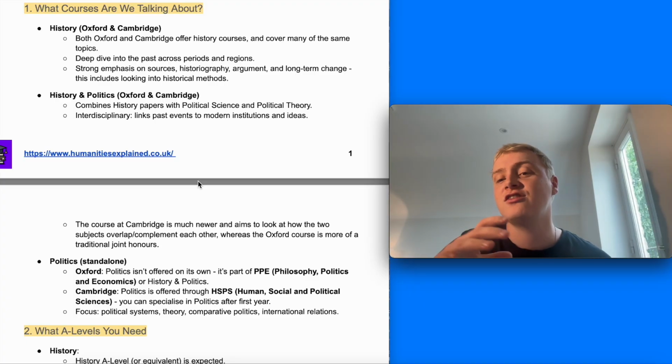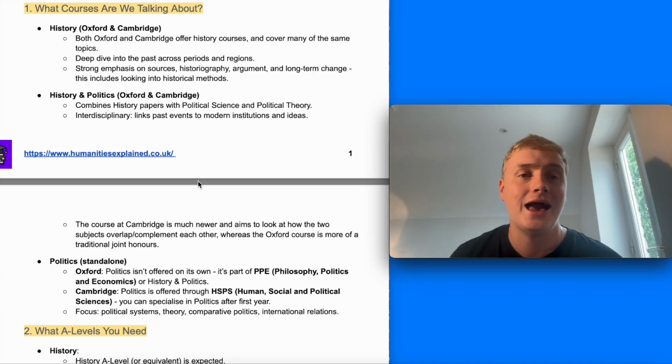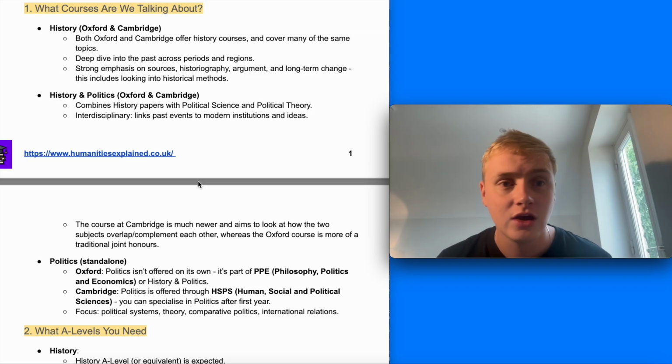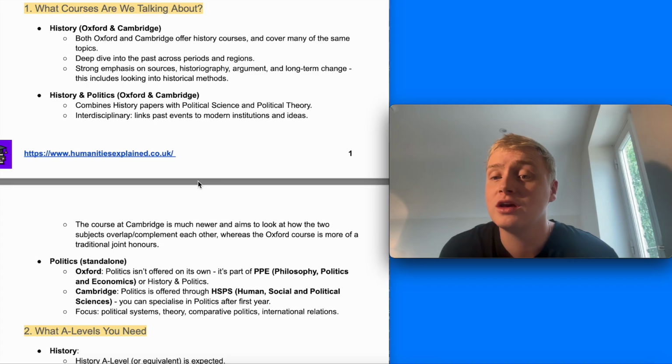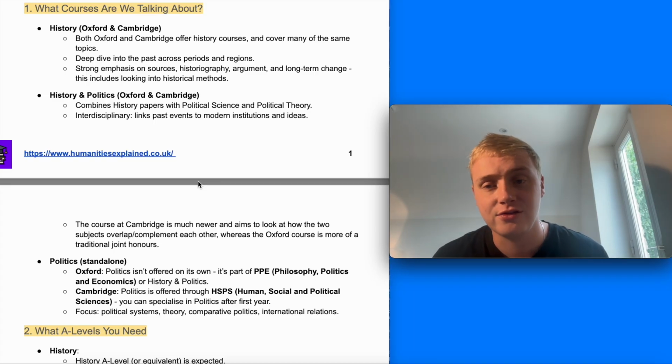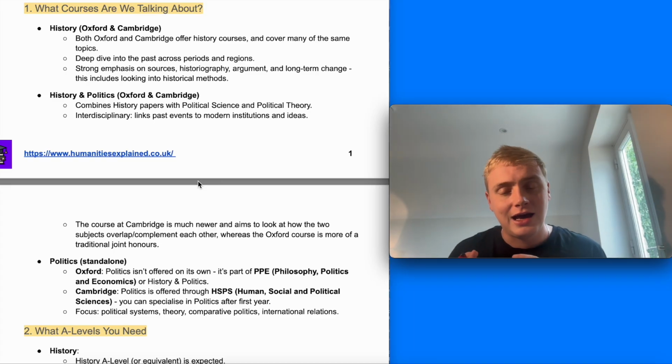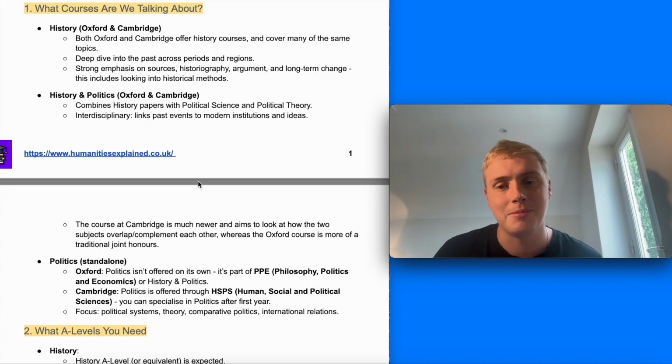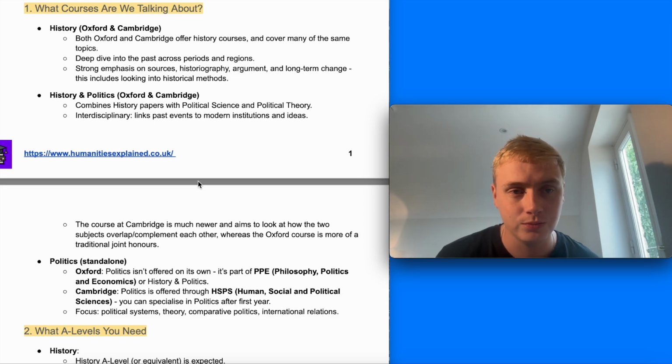The first of those is history, both Oxford and Cambridge. Both Oxford and Cambridge offer history courses and cover many of the same topics. They deep dive into the past across periods and regions, and there's an emphasis on sources, historiography, argument, and long-term change, including the use of historical methods. And across them, you can really specialise and dive into a particular area of history you're interested in, whether that might be modern history, global history, or ancient history, for example.